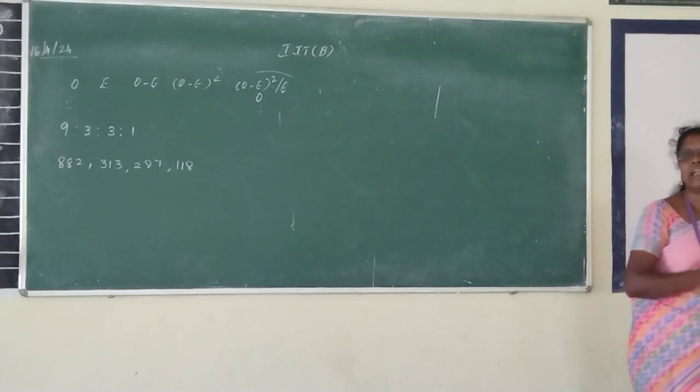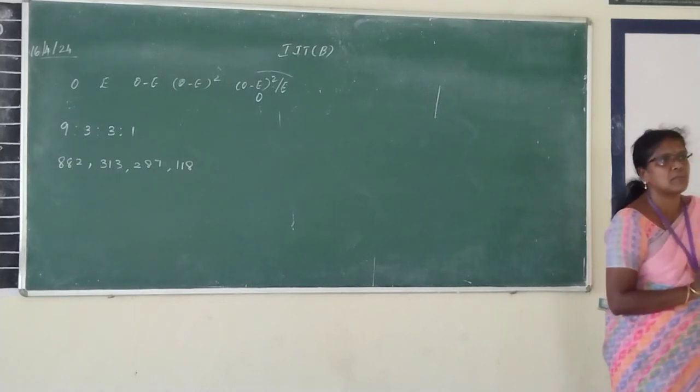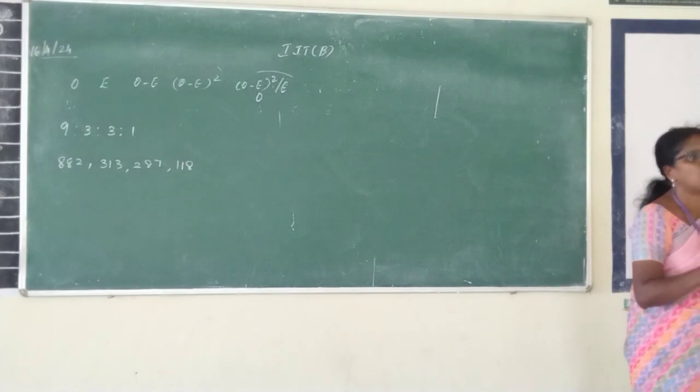Can I understand what the question given here is, ma'am? You are given two pieces of information. Based on the theoretical one, they have said that the proportion will be in the ratio 9:3:1. This is the theoretical part. What they have done is taken 1600 samples. From those samples they got the proportions in groups A, B, C, D. In group A it is 882, group B it is 313 and so on.